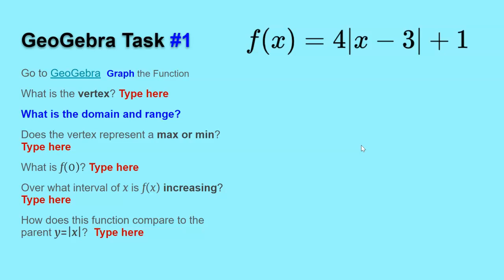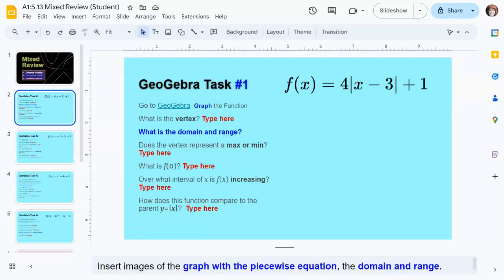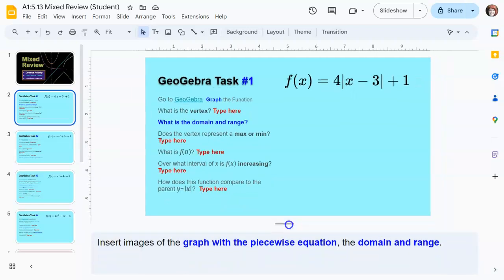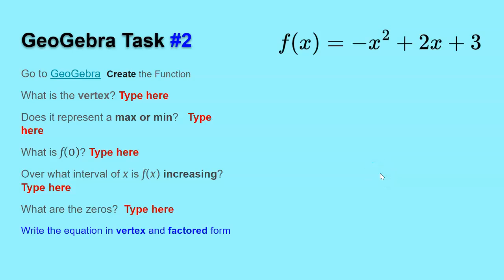They may notice the interval of x where the function is increasing is actually one of the domains for one of the pieces. So that could be a conversation you could have as a class. At the bottom in their show notes, it does tell them to insert images of the graph with the piecewise equation, the domain, and the range. So those, again, are going to be written on a whiteboard so that they don't have to fumble around trying to find those symbols.